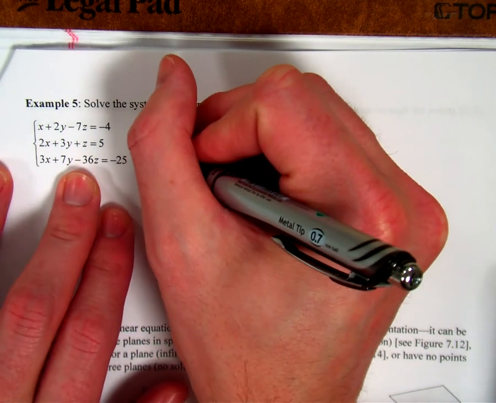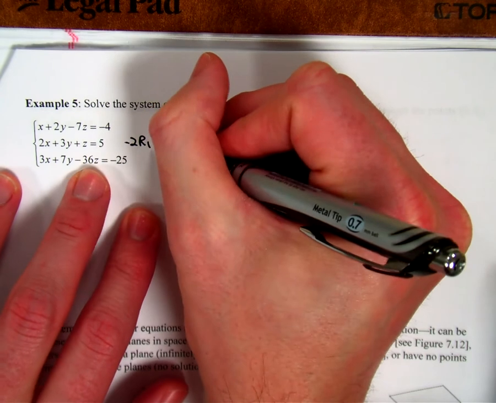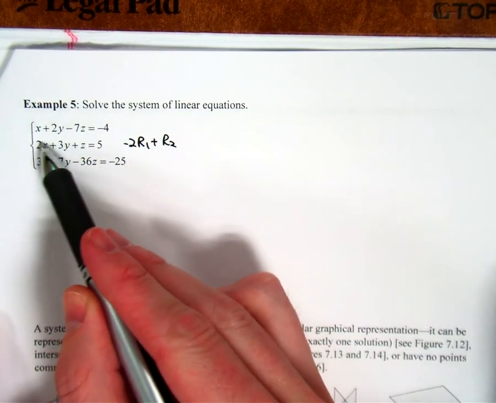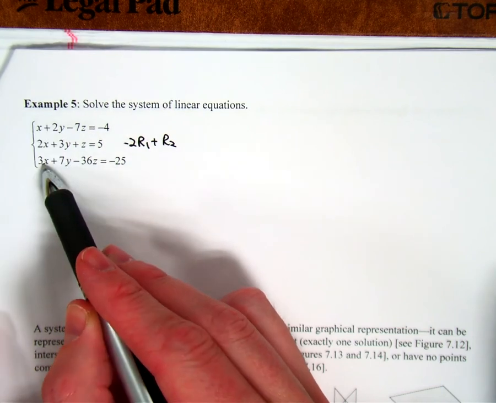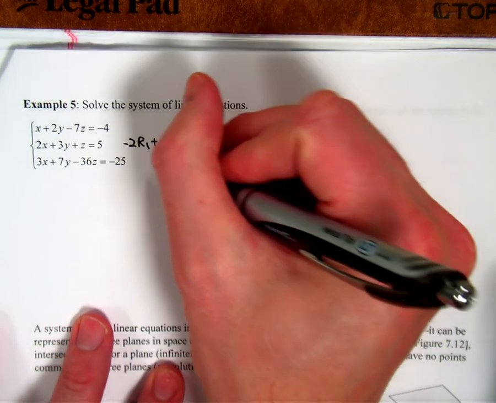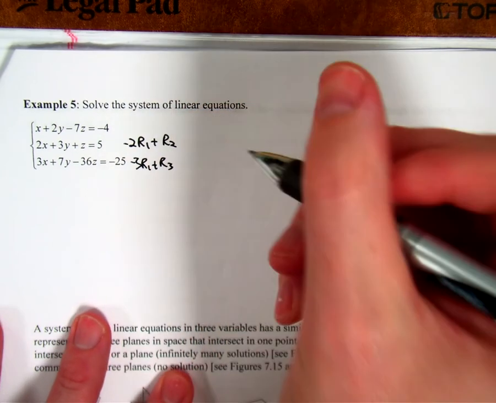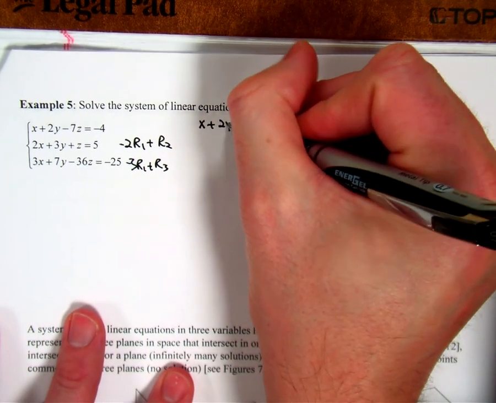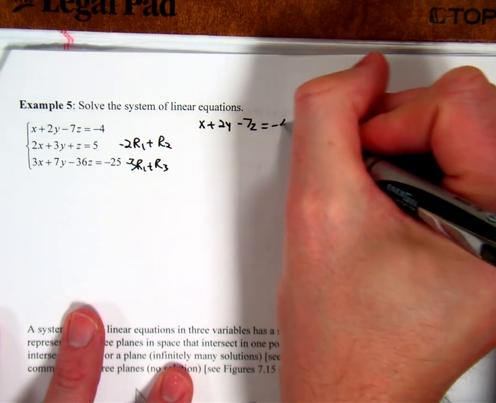We'll go -2 times row 1, and we're going to add that to row 2. That'll cancel out that x. And then we'll do -3 times row 1 and add it to row 3, and that'll cancel out that x. So this stays x plus 2y minus 7z equals -4.